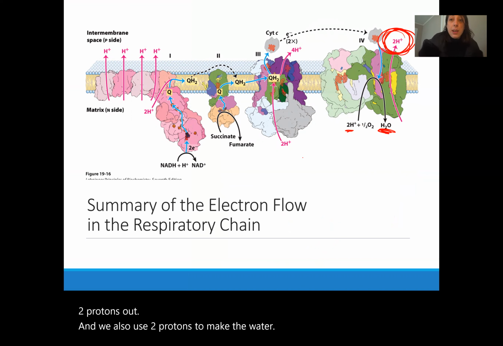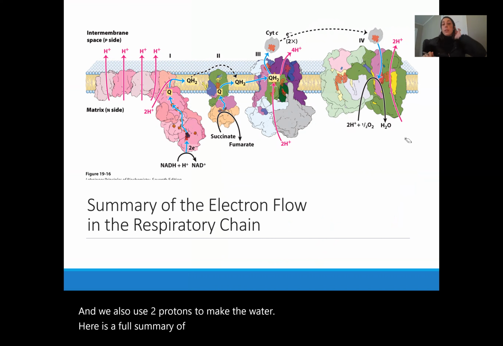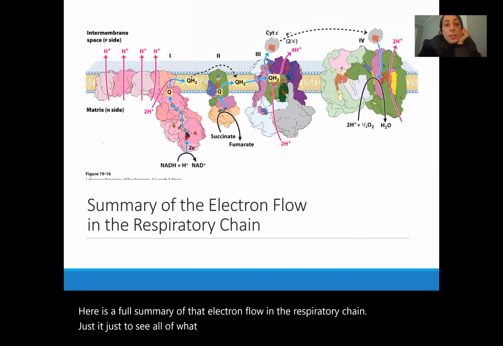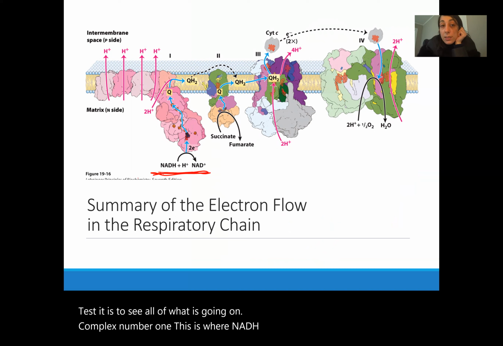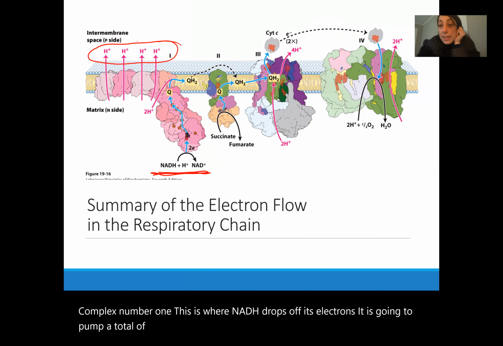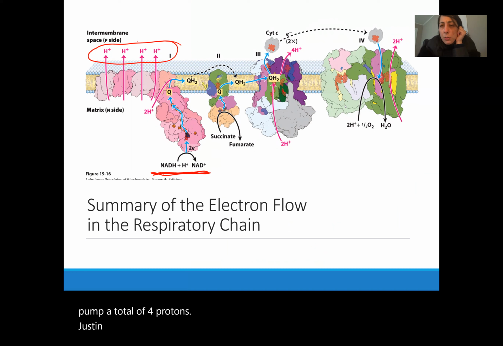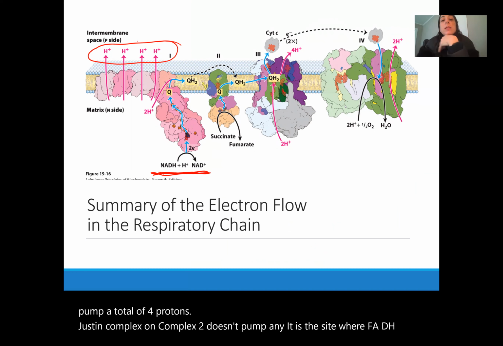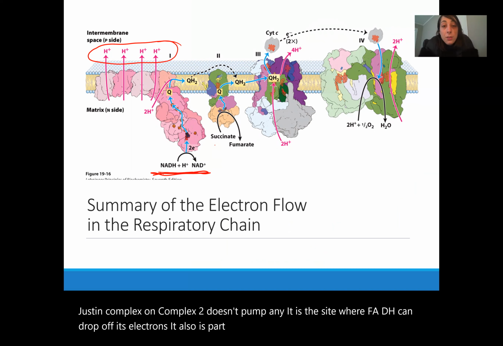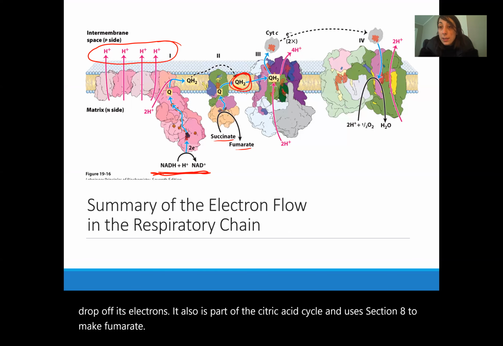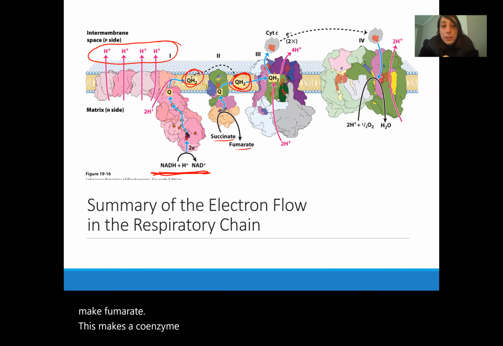Here is a full summary of the electron flow in the respiratory chain, just to see all of what is going on. Complex 1 is where NADH drops off its electrons. It is going to pump a total of 4 protons just in complex 1. Complex 2 doesn't pump any protons. It is the site where FADH2 can drop off its electrons. It also is part of the citric acid cycle and uses succinate to make fumarate. This makes a coenzyme Q, just like complex 1 does.